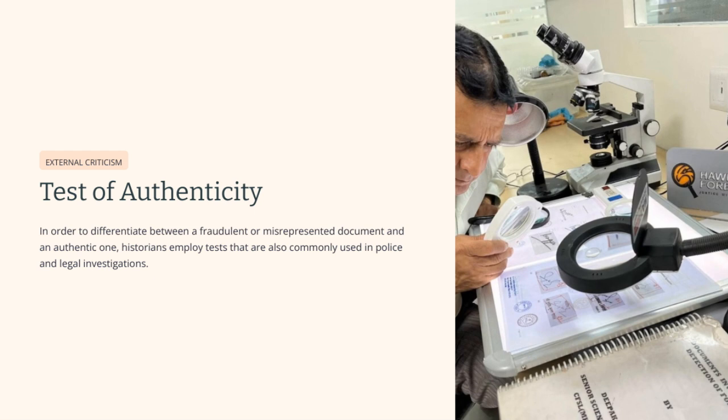This process is crucial because it helps us establish whether a document is real or if it has been altered or fabricated. By applying these methods, historians can confidently differentiate between authentic historical records and forgeries, which is essential for maintaining the integrity of our historical understanding. So, in essence, external criticism is about scrutinizing the document's outward features to validate its authenticity, ensuring that we base our conclusions on credible sources.